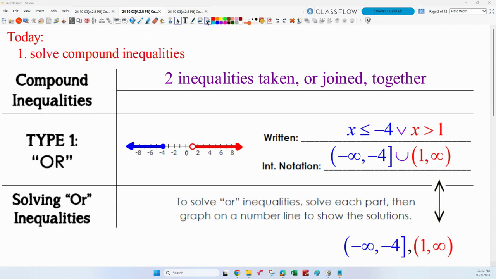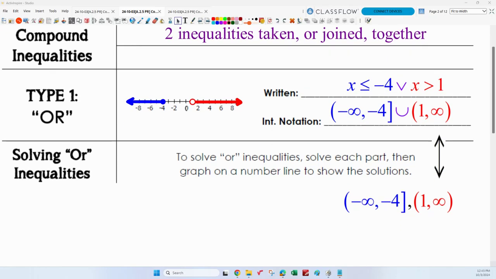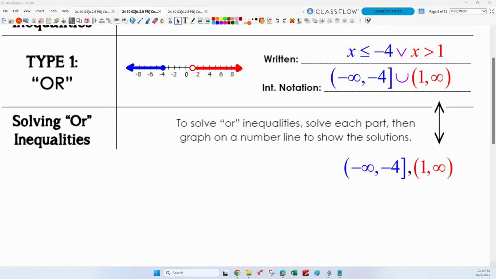So today, we're going to graduate from simple inequalities to compound inequalities. The word compound just means when you put things together, right? A compound inequality is just two inequalities joined together. That's it. There are two types of compound inequalities, or and and inequalities, and they mean different things. Let's illustrate that for a second.